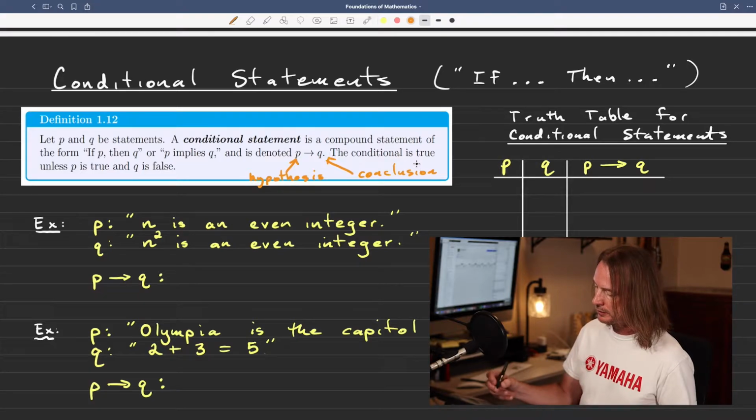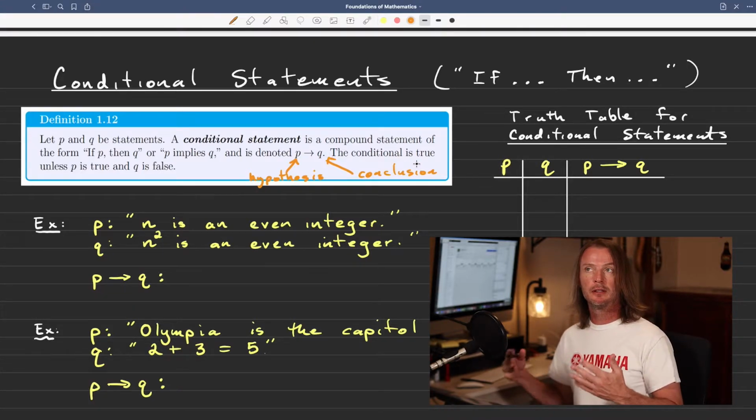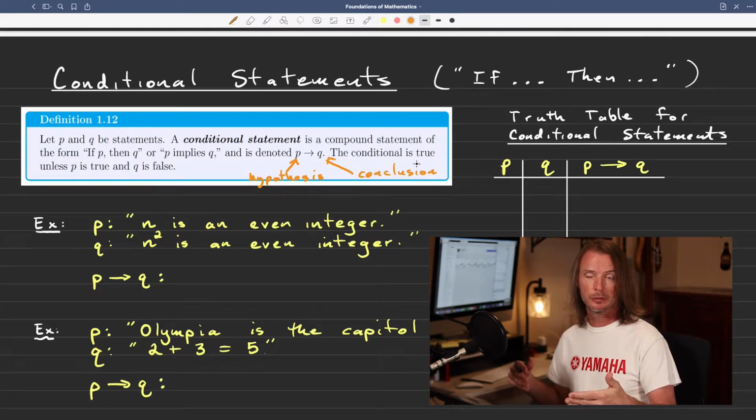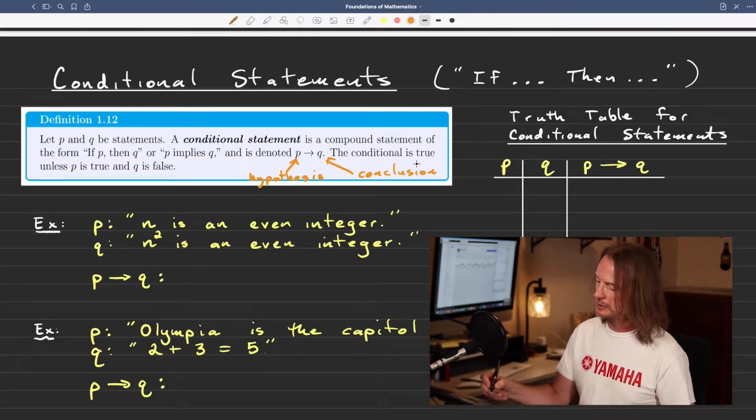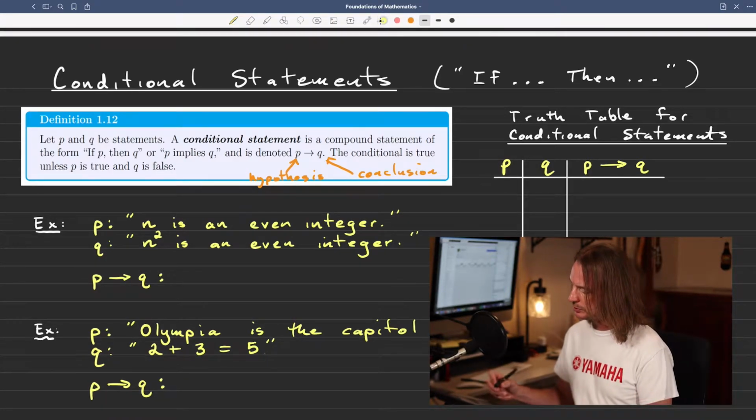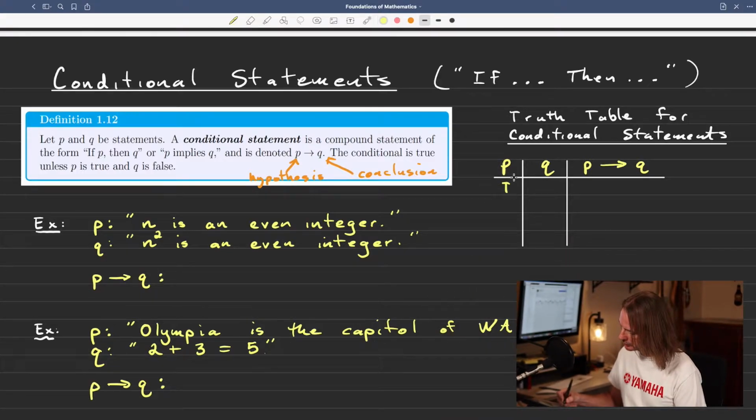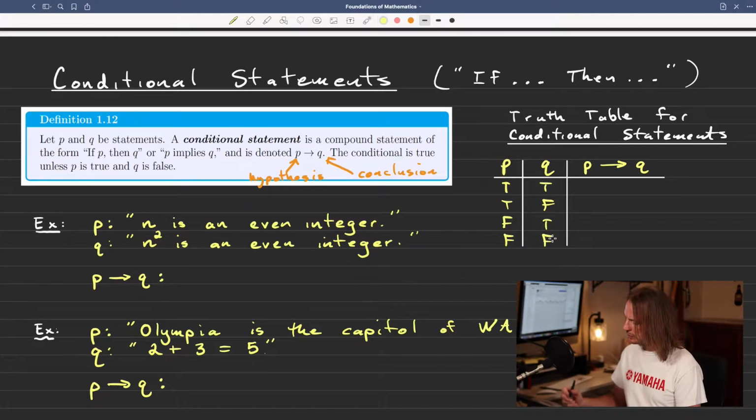So the only way that if P then Q is false is when the hypothesis P is true, but the conclusion Q is false. So if we put that into our truth table on the right over here, we fill in true, true, false, false under P, true, false under Q. So the only line where this is false is the second line down. That's where the hypothesis is true, but the conclusion is false. And in all the other cases, it's true.